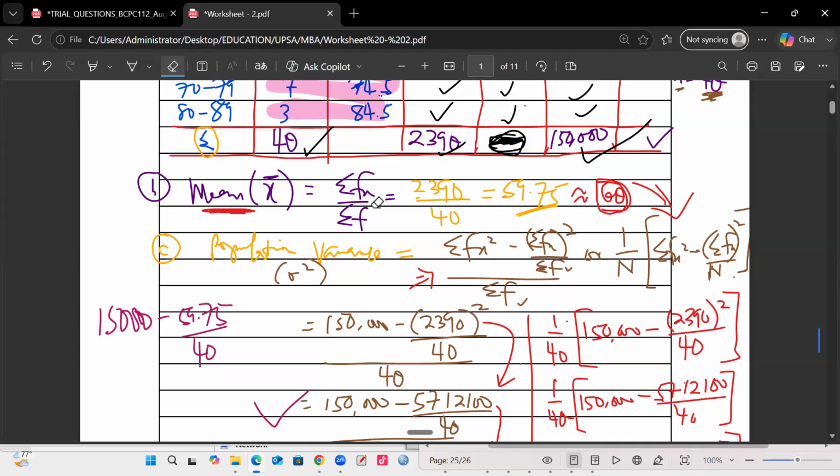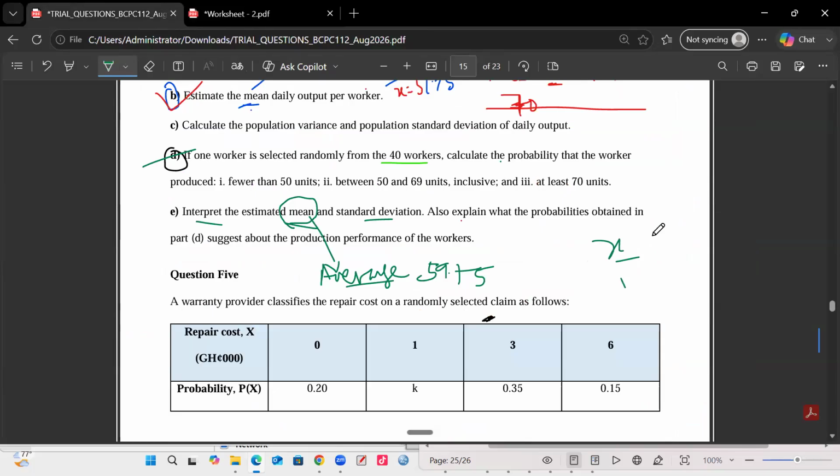Every whole number is over 1. So if I write 59.75, is it over 1? Yes. Everything is over 1. When you see x standing alone, it is x over 1. X over 1 is the same as x.